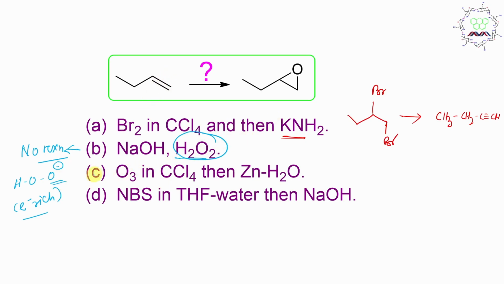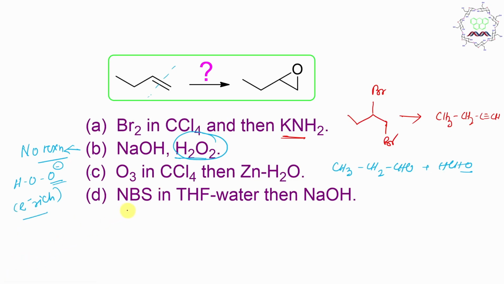So no reaction. Third, C, ozone and carbon tetrachloride. First it will be an ozonolysis, so actually in this way breaking will happen. One side will be formaldehyde, another side will be propionaldehyde, and obviously whatever hydrogen peroxide is produced will be quenched by the zinc dust and water. Okay, so 2 aldehydes. So that's not the product. Now obviously you can say, sir, option 4, because only this is remaining.